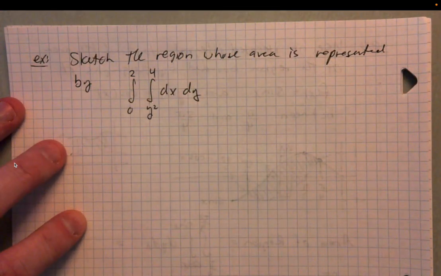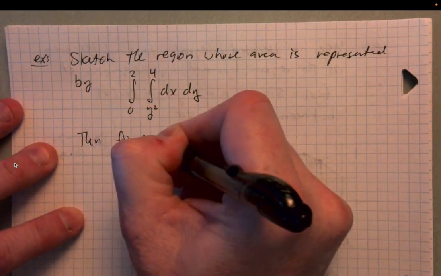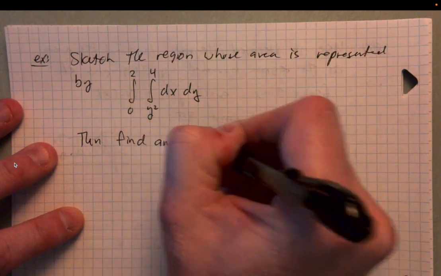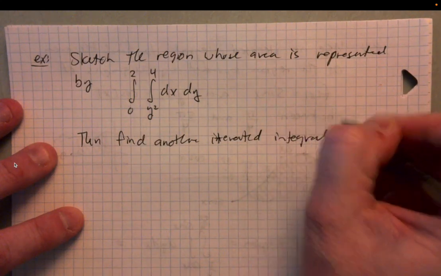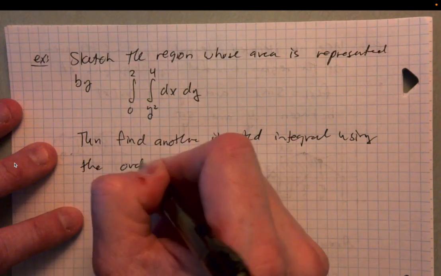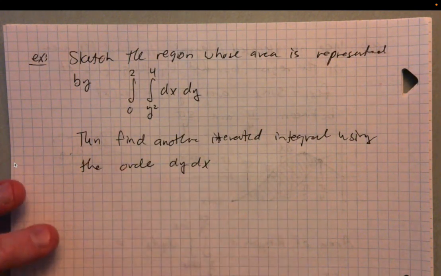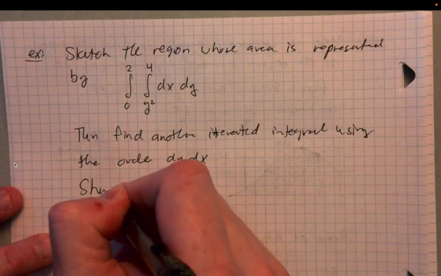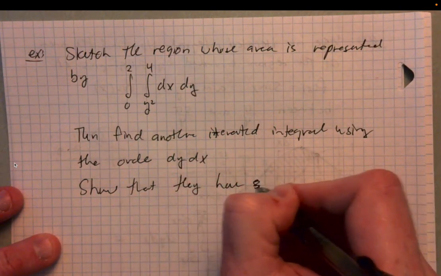Okay, so first we'll start by sketching that region, and then let's find another iterated integral using the order dy dx instead, right? So this one is dx dy. Let's rewrite it as a dy dx. And then as part of this, let's show that they have the same value.